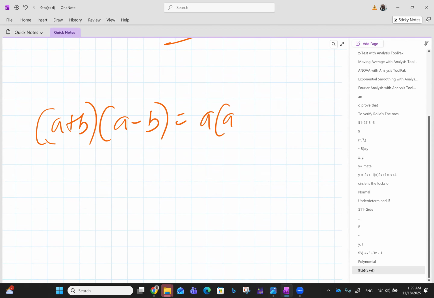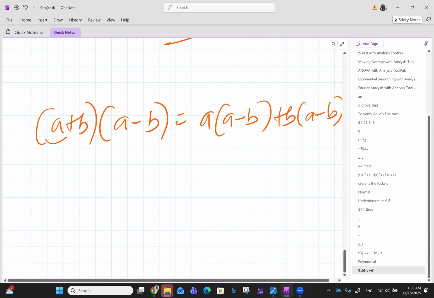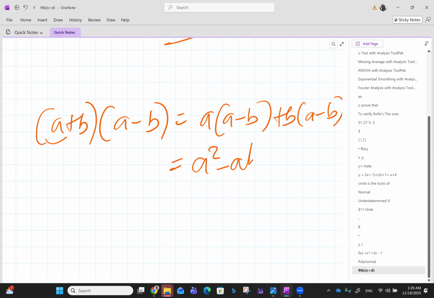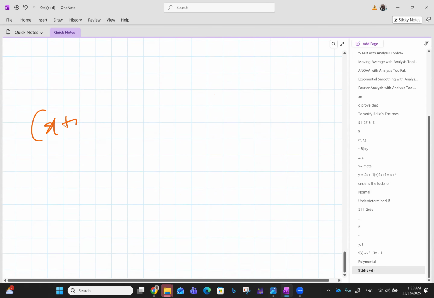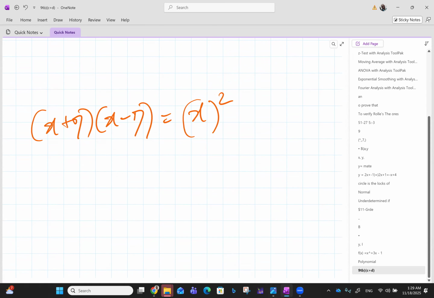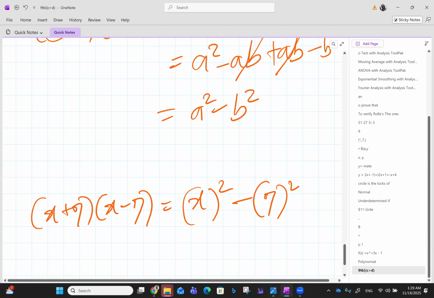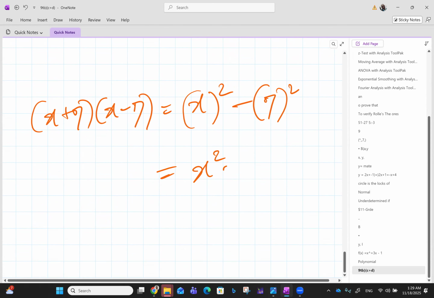So a multiplied by a minus b, then plus b multiplied by a minus b again. So that is a times a, a squared, a times minus b, that's minus ab, b times a is ab or ba, then plus b times minus b... b times b, that's b squared. So ab cancels ab, so you have a squared minus b squared. So since you have seen this pattern, you don't have to keep wasting your time. So anytime you see x plus 7 into x minus 7, you simply just know it is x squared minus 7 squared easily, okay? And that's just x squared minus 49.